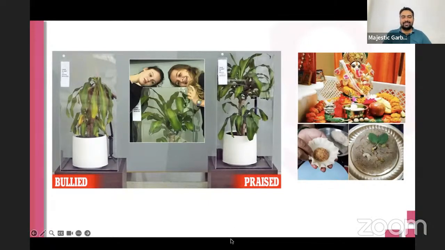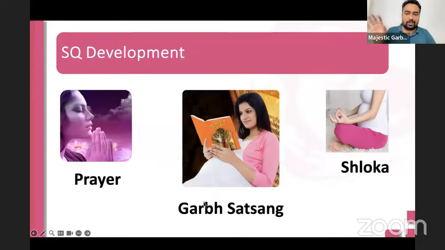Okay, now, these are the physical quotient development activities. We have already gone through 8 to 9 activities. Now, for social and spiritual quotient, there are 3 activities I would suggest you practice daily. One is prayer, second is Garbh Satsang, and third is Shloka.